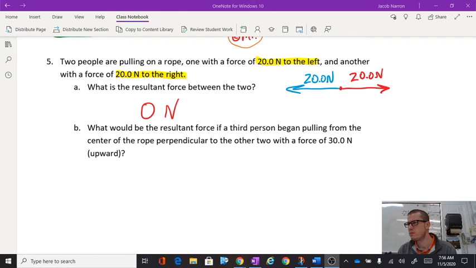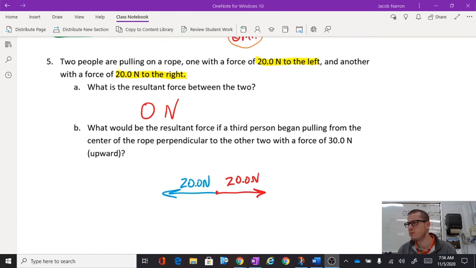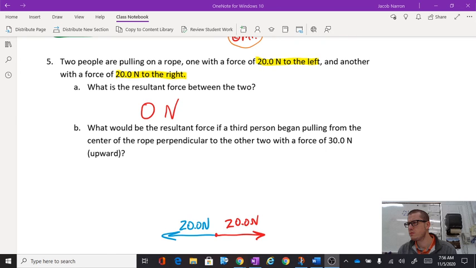So as I was saying, I'm going to move this down here. It said they're pulling upward from the center. So let's say it looks something like this. This is getting to be kind of weird, but this is going to be 30.0 newtons. I tried to show that it's 30 by drawing this a little bit longer than the other two.